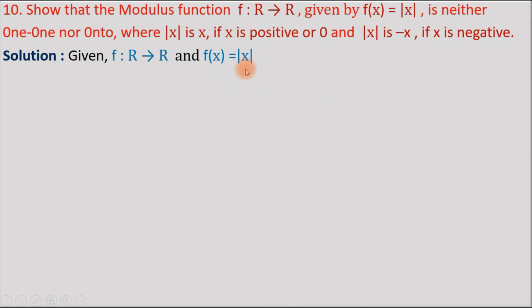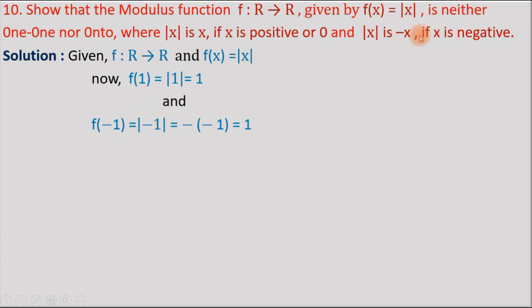according to the modulus function, if x is positive, it can be taken as x. So take x equal to 1, which is positive, hence modulus of 1 is 1. Take x equal to minus 1, which is negative, hence modulus of minus 1 becomes minus x. So minus of minus 1 is equal to 1. Hence modulus of minus 1 becomes 1.